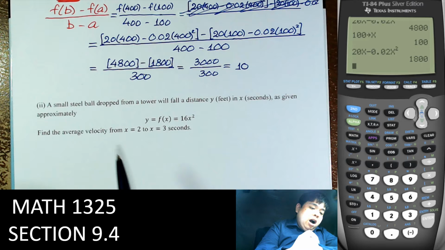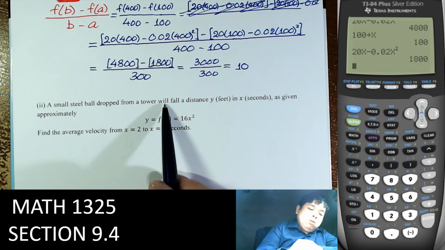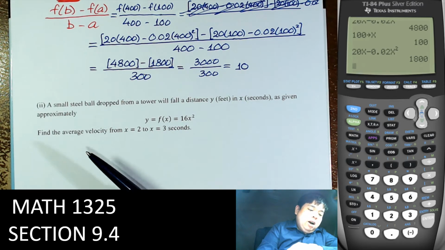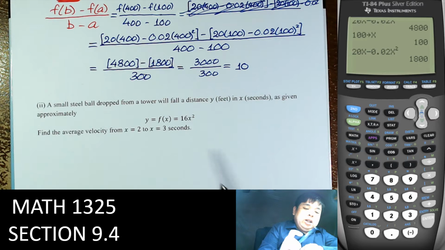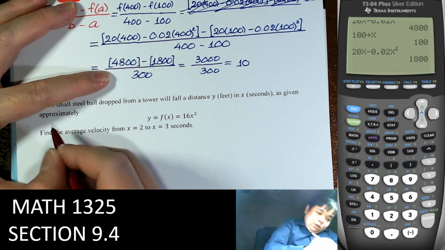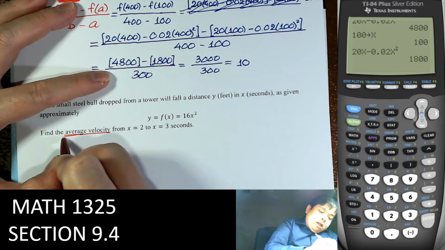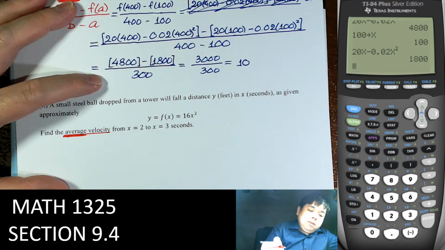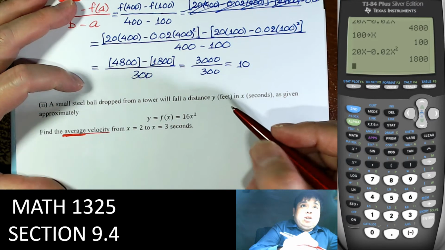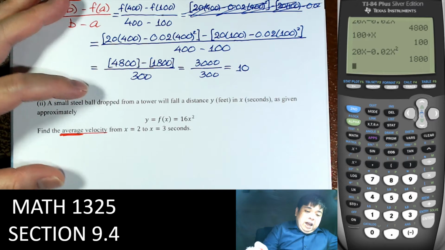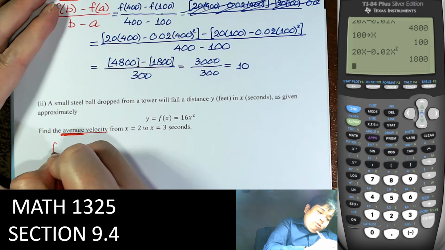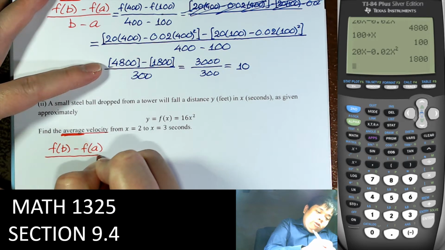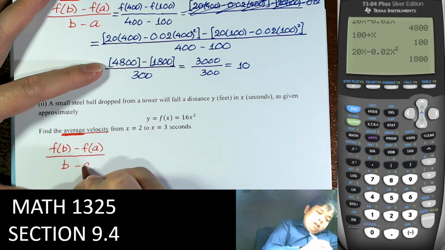Right, next. A small steel ball dropped from a tower will fall a distance y in x seconds given by this. Find the average velocity from 2 to 3. So average velocity, or we can just say speed, is distance over time. In this case, we just find average velocity. So the distance over time, pretty much.